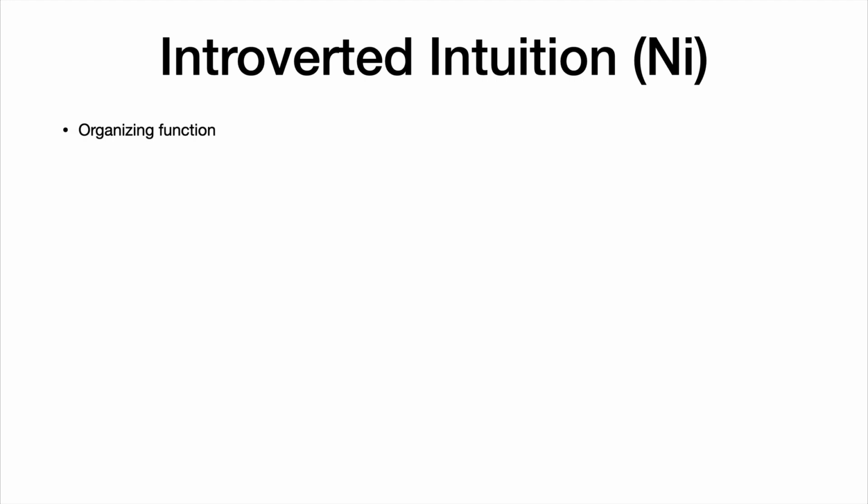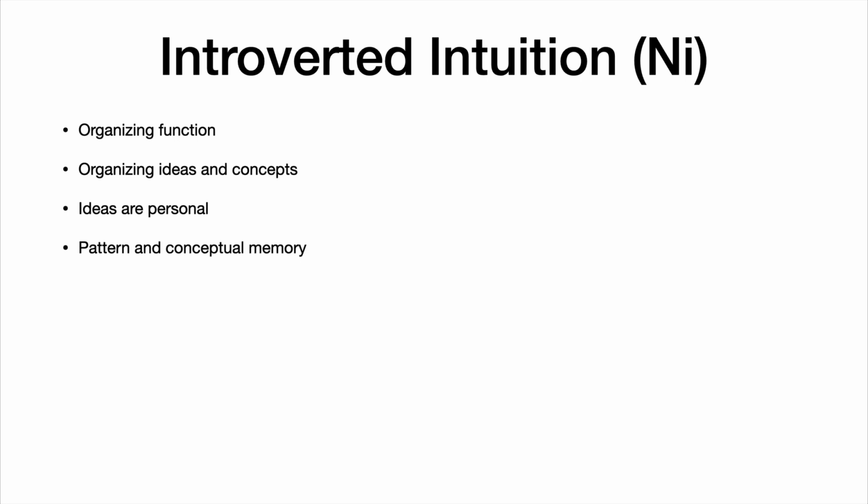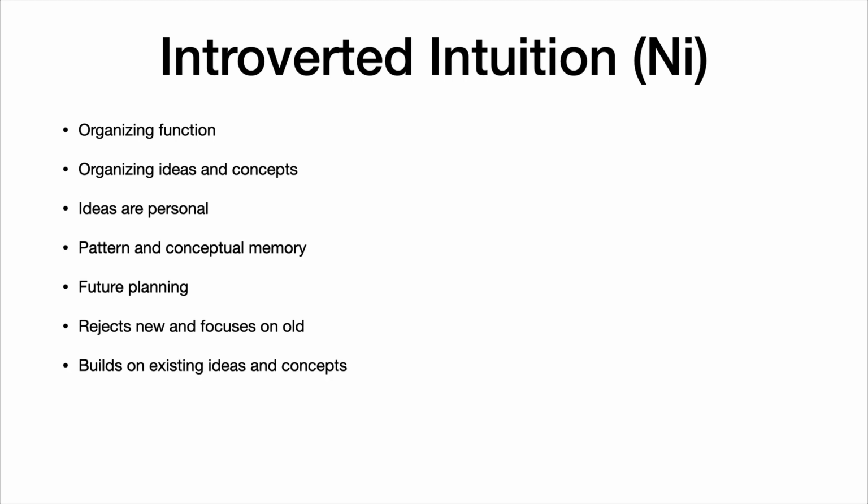Introverted intuition is an organizing function. It is organizing ideas and concepts. Ideas are personal. It's also pattern and conceptual memory. It's future planning. It's rejecting new and focusing on the old. It's building on existing ideas and concepts. It's building abstract systems, and it's having a narrowed focus and interest.